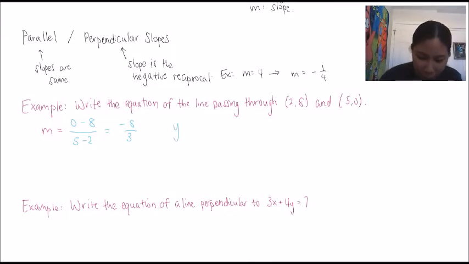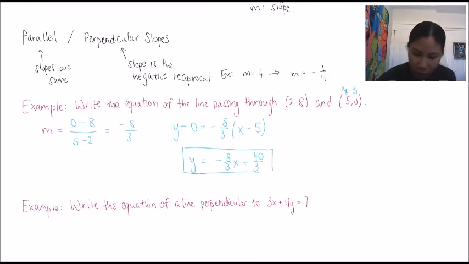So if we have y minus y1, for us y1 will be the 0, and x1 will be the 5. So y minus 0 equals, and then the slope of negative 8/3 times x minus x1, which is 5. Okay, we just need to simplify this down so that we get it back into slope-intercept form, so y equals mx plus b. Y minus 0 is y. And then I'm going to distribute to get that. So that's the equation of the line that passes through those 2 points.